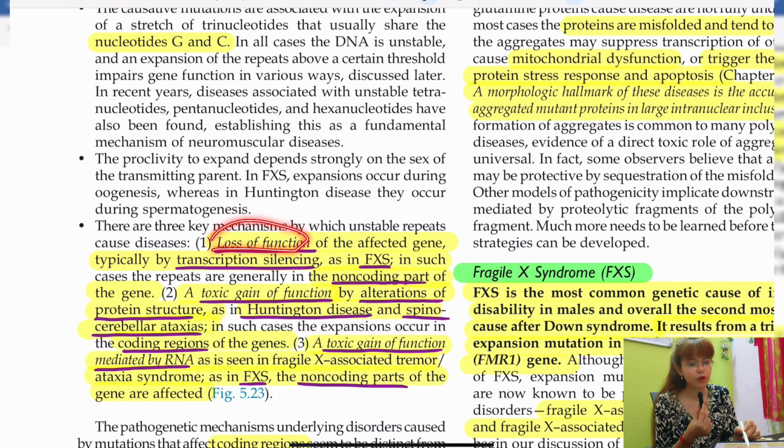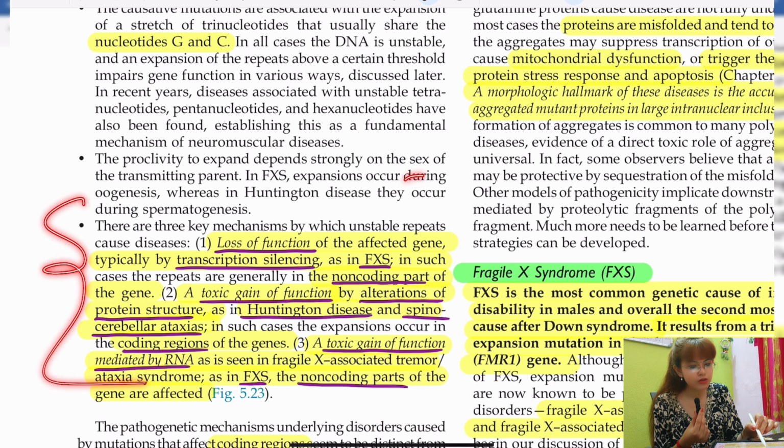Number one, the loss of function in the gene will affect the transcription. There is going to be transcription silencing, for example in Fragile X syndrome, which is happening in the non-coding part of the gene. The next mechanism is the gain of function mutation because of alteration of the protein structure, happening in Huntington disease and the spinocerebellar ataxias, and that is happening in the coding regions. The third is the gain of function mediated by the RNAs, which is found in Fragile X syndrome, and that is happening in the non-coding parts.